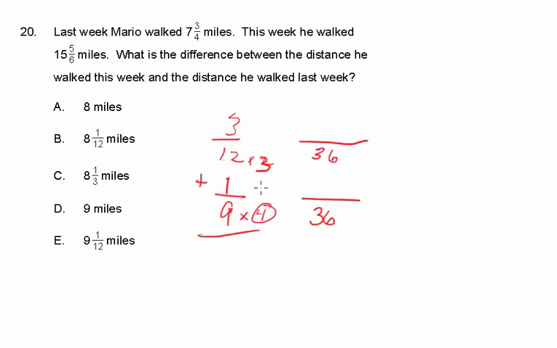If I do anything to the bottom, I do the same thing to the top. I multiplied the bottom of the first fraction by 3 to get 36, so I multiply the top by 3 and get 9. 9 plus 4 is 13/36. And that's how you add and subtract fractions.